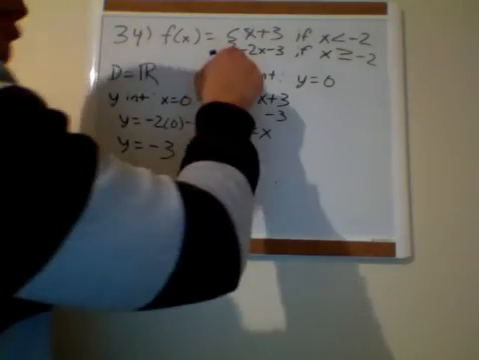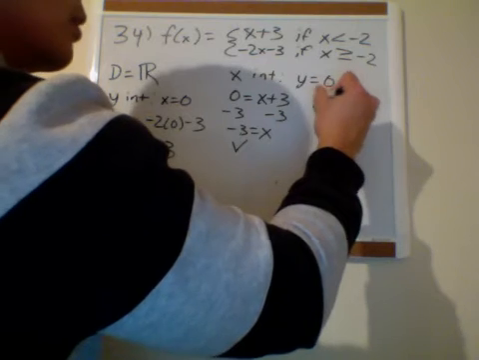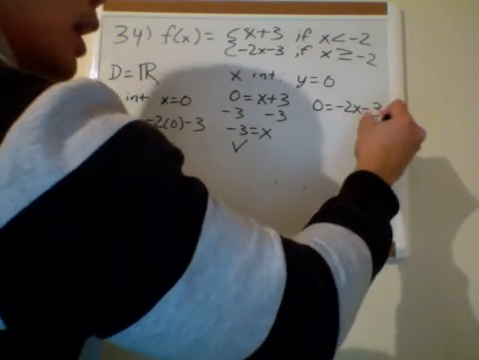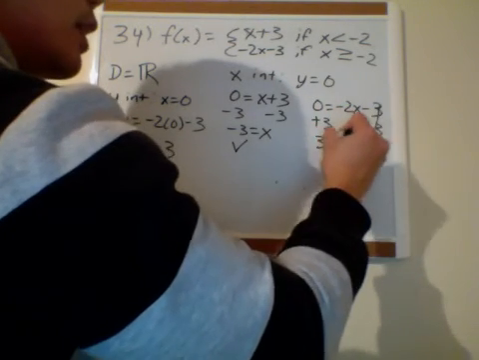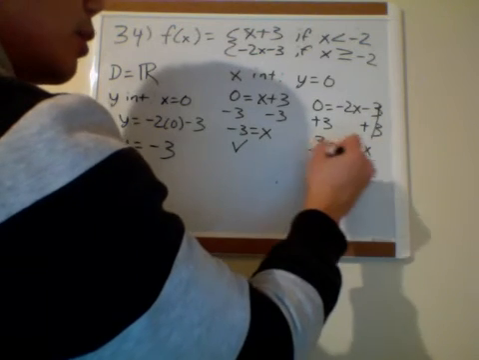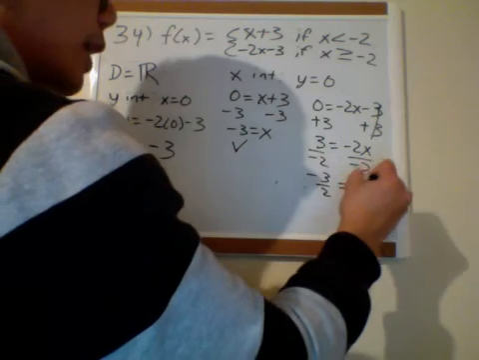Now I also need to check the bottom one and see if I have another x-intercept. So I have 0 is equal to -2x minus 3. I add 3 to both sides, and I get 3 is equal to -2x. Divide by -2, and I get -3/2 is equal to x.